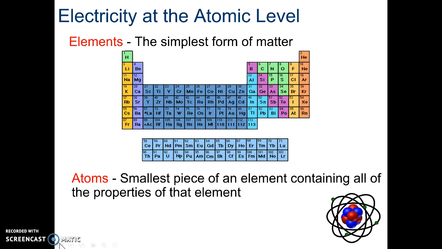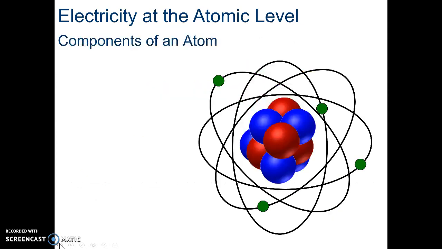To understand electricity, we have to be able to look at the elements and understand the properties of them. Atoms are the smallest element, the smallest thing that contains all of the properties of that one element. So one single atom of gold is going to have all the properties of gold.